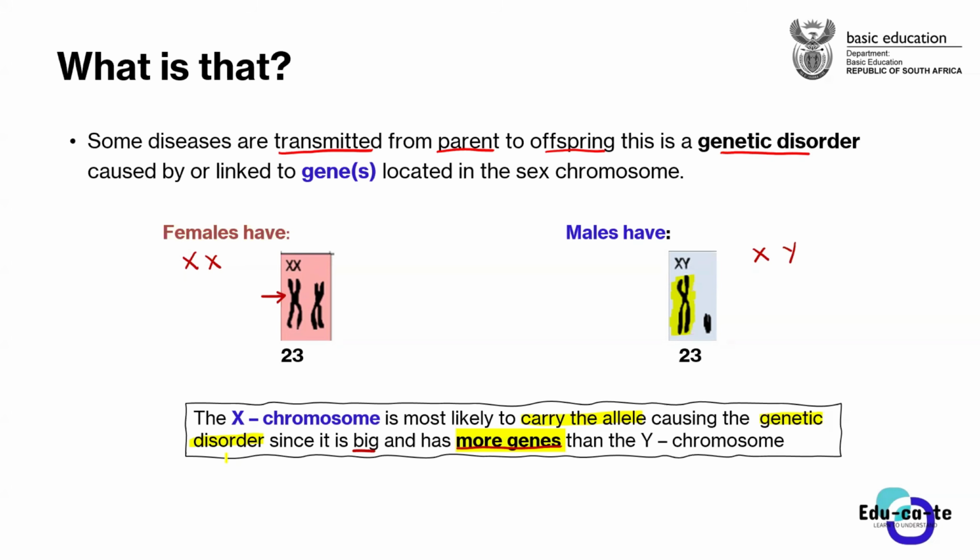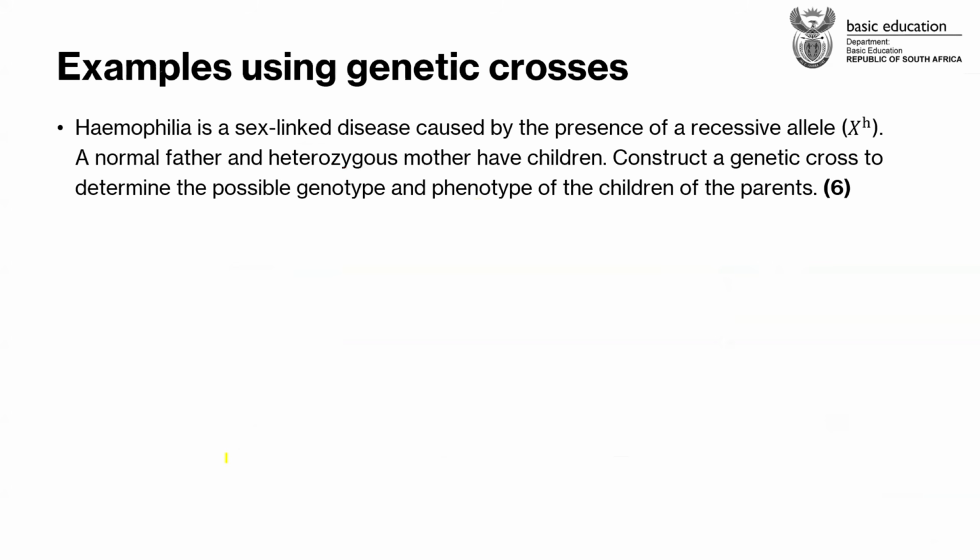I repeat again, X chromosomes can carry alleles that are able to cause diseases or genetic disorders, because X chromosomes have more genes compared to the Y chromosome. So the Y chromosome cannot carry any alleles causing diseases. But the X chromosome is able to carry the allele that can cause a genetic disorder.